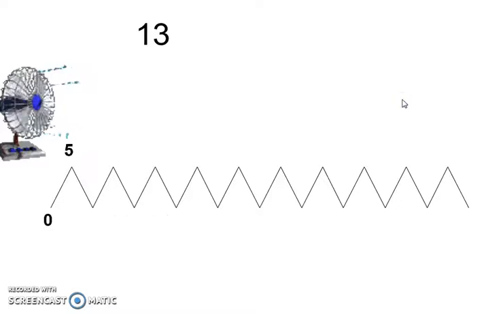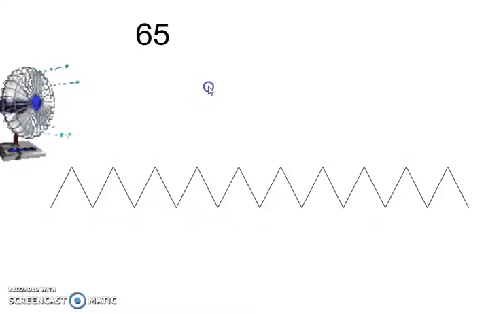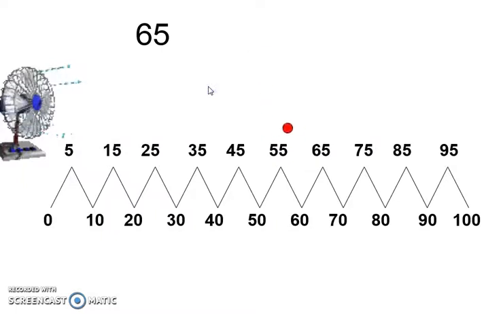13, I'm going to try the same thing. Remember, we're counting by 5s: 5, 10, 15, 20. I put my meatball at 13: 11, 12, 13. Looks about right there. If I let go, it's going to roll to 10. Nice. So 13 rounds to 10. That's the closest 10. Remember, I'm counting by 5s.